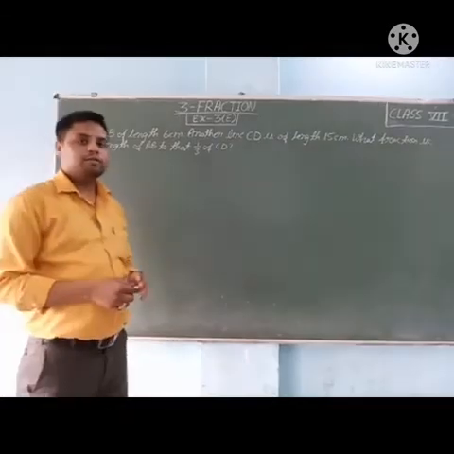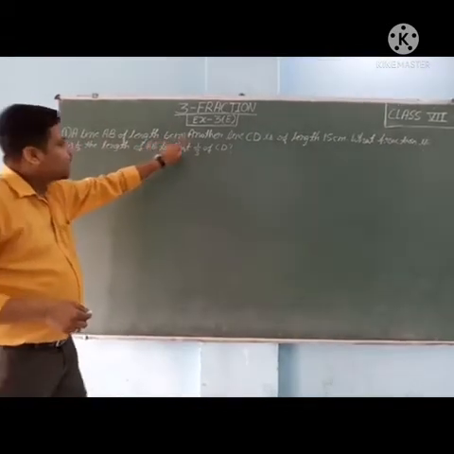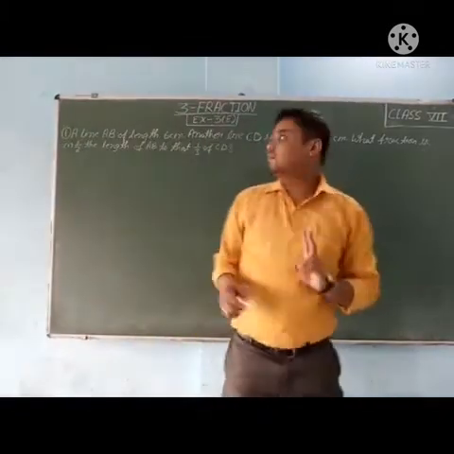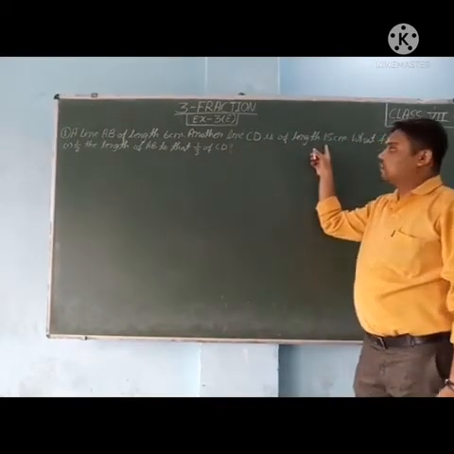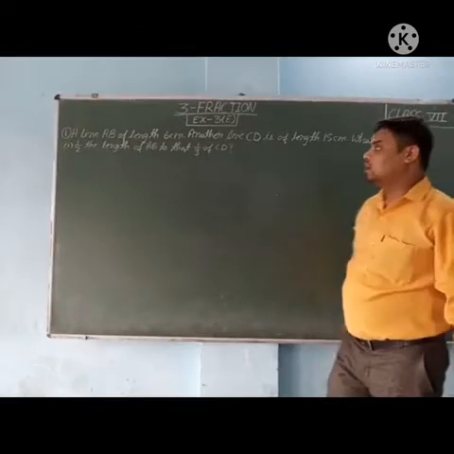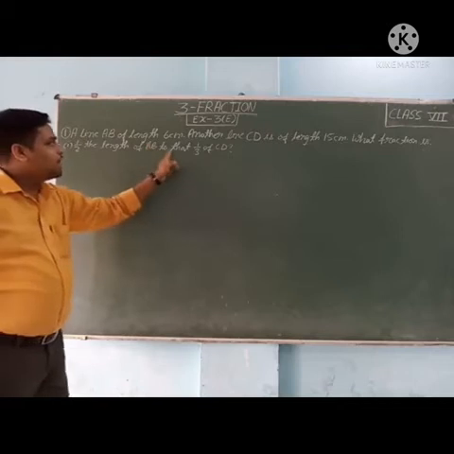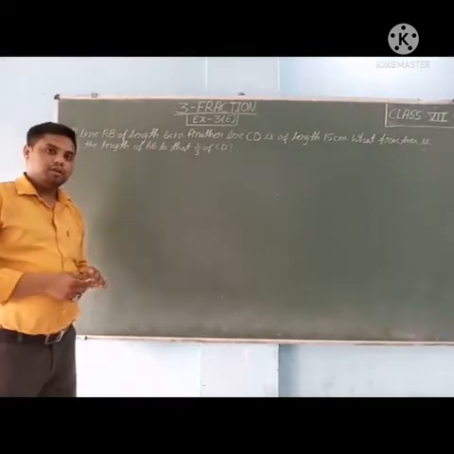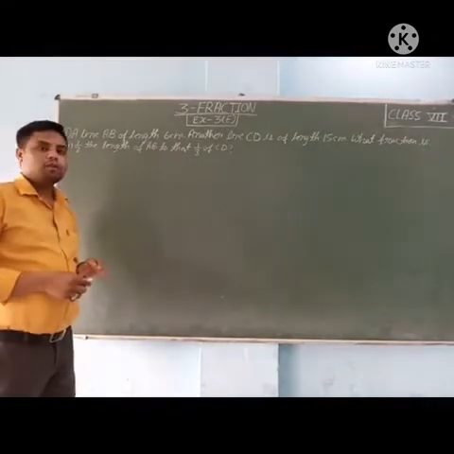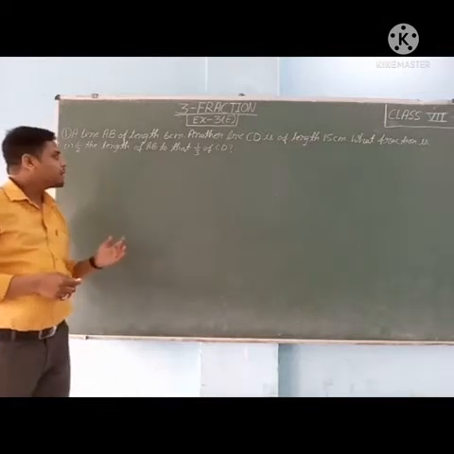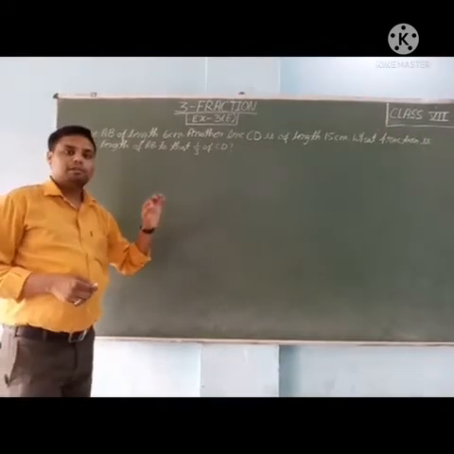In that, first sum is a line AB of length 6 cm. Another line CD. Here are two lines. AB length is 6 cm and second line CD is of length 15 cm. What fraction is 1/2 the length of AB to 1/3 of the length of CD? So it is better to find the length of 1/2 of AB and 1/3 of CD separately.